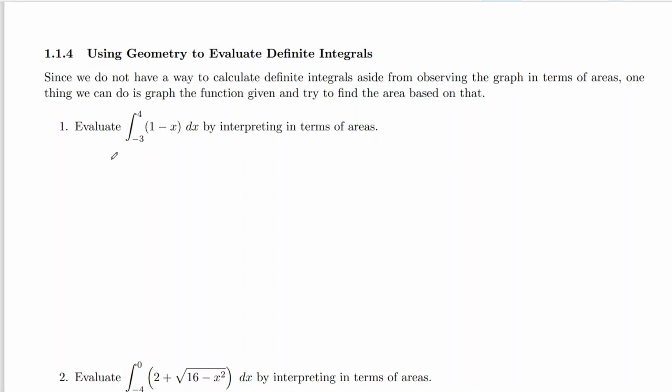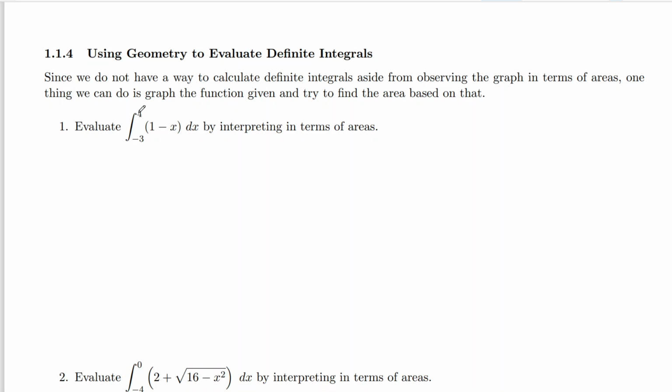Welcome back, everyone. In this video, we'll be finishing up the section on definite integrals. So at this point, we know that if we are looking at a definite integral, we want to do a couple of things. First thing is it's representing an area, so that's very important. And when we want to evaluate a definite integral, at this point, all we can do is have the graph of our function. So for this first one, we would graph y equals 1 minus x.